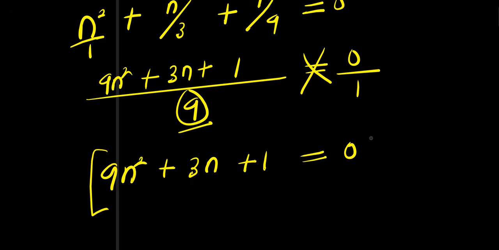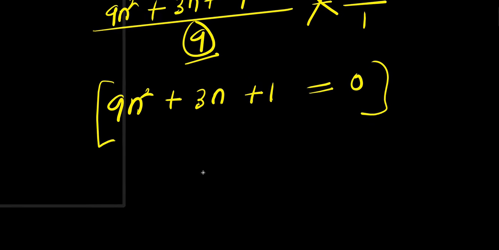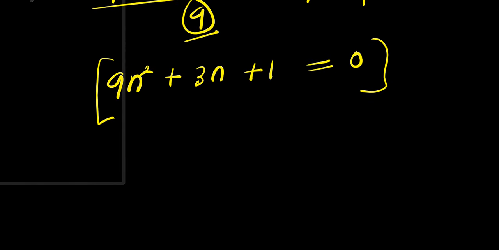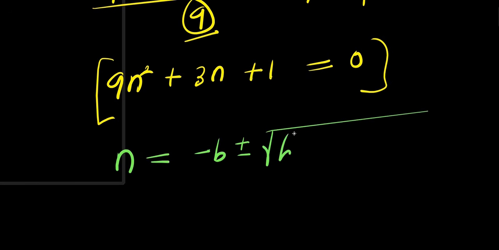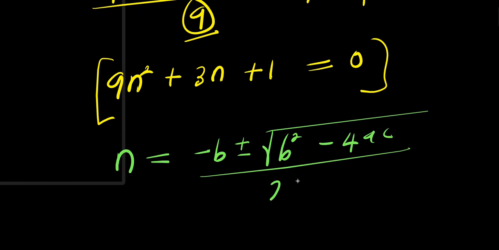Now let's solve this quadratic equation to find the other values of n. We are going to make use of the formula method. We have the formula in respect to n. This is negative b plus or minus square root of b squared minus 4 times ac, and divided by 2 times a. This 9 here is the coefficient of n squared, that is our a. 3 is the coefficient of n, that is our b. This is the constant, that is the c.